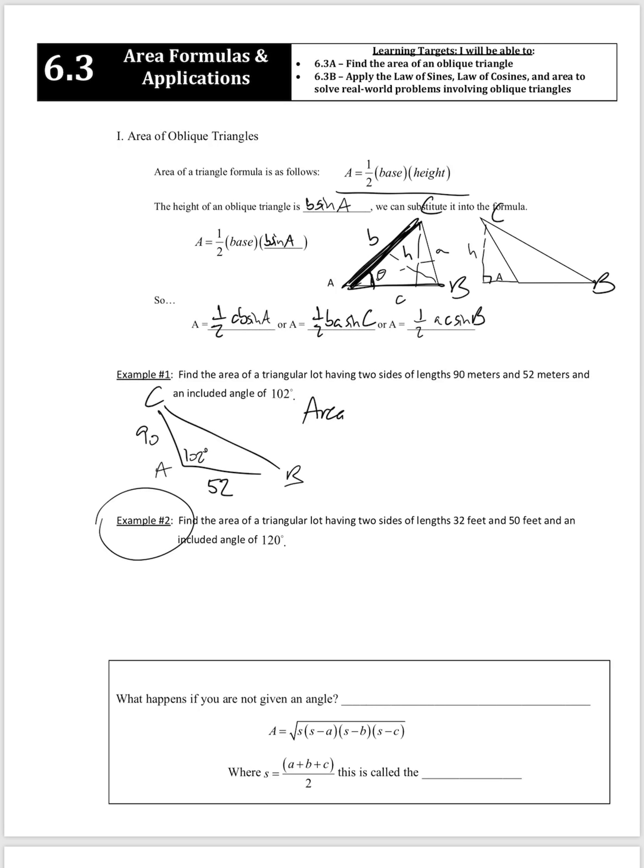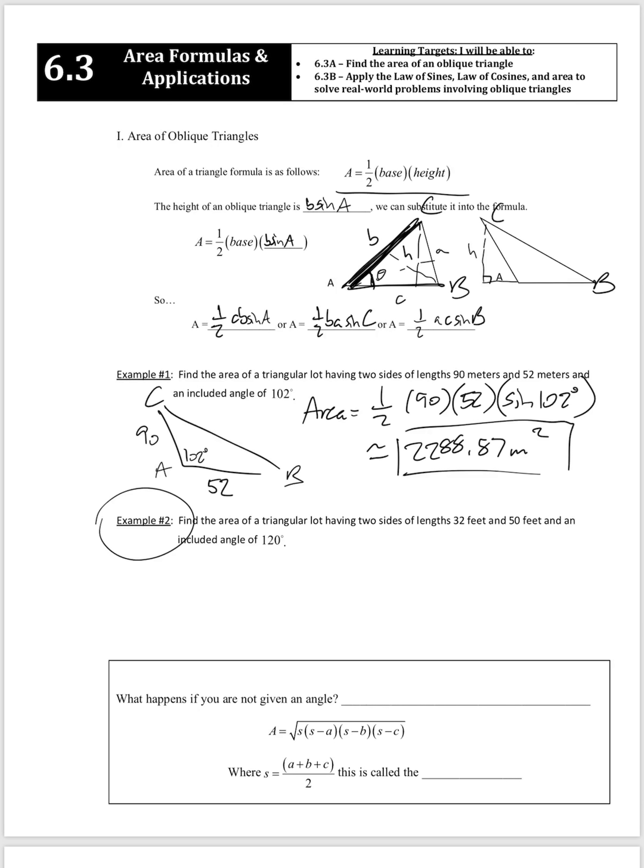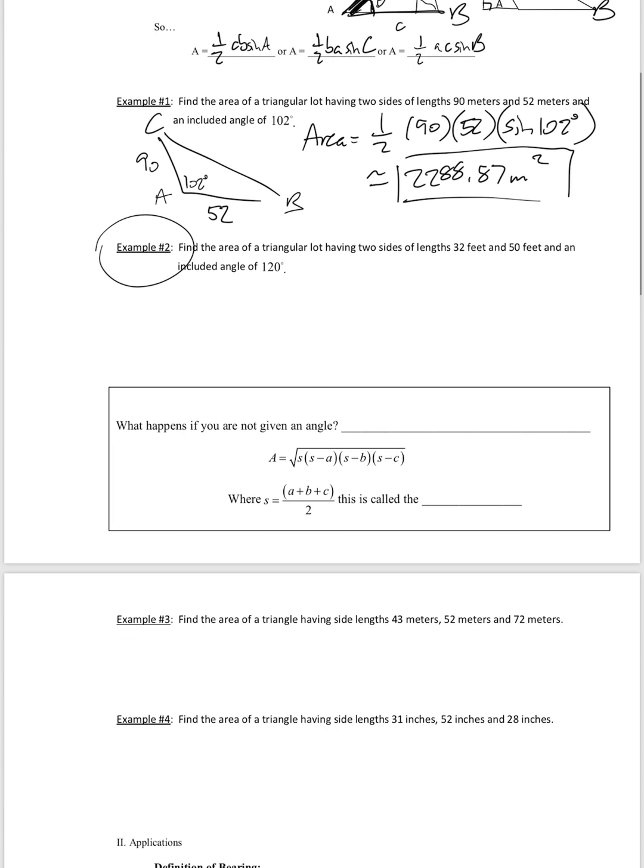So the area is 1/2 times 90 times 52 times the sine of the included angle. Plug that into a calculator. We get 2,288.87 square meters. And that's it. So there's really nothing else to say about that for once. I hope you understand where the formula came from, but once we know that formula, it's literally just plug and chug. So example 2 works very much the same way.